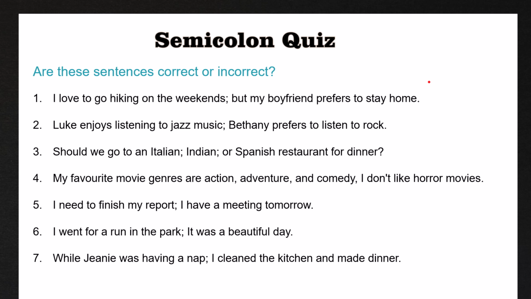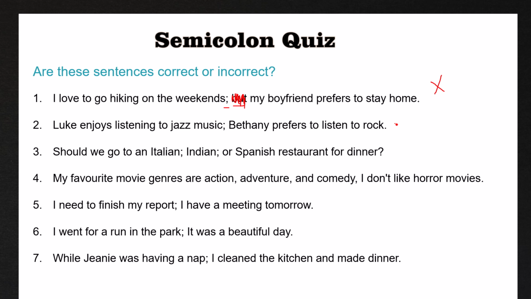Number 1 is incorrect. Here we have a semicolon before the coordinating conjunction but, and that is incorrect. So we can correct this in 2 ways. We can erase the semicolon and just add a comma before the coordinating conjunction but. Or if we want to use a semicolon, we erase the coordinating conjunction but. I love to go hiking on the weekends; my boyfriend prefers to stay home.